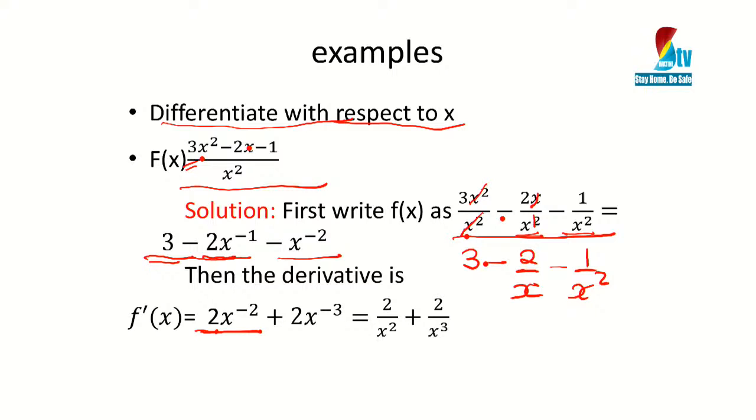It's going to be negative 2 times negative 1, which gives us positive 2. And then minus 2 minus 1 gives us minus 3. So the derivative is going to be 2x to the power negative 2 plus 2x to the power negative 3. So when you write your final answer, 2x to the power negative 2 is the same as 1 over x squared, which is the same as 2 over x squared plus 2 over x cubed.